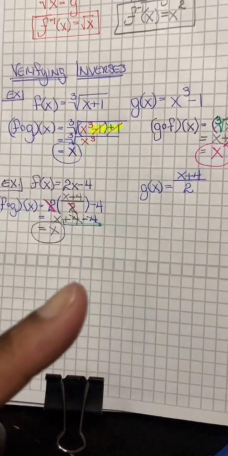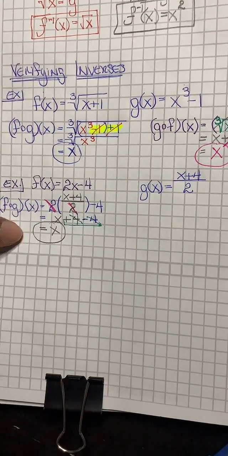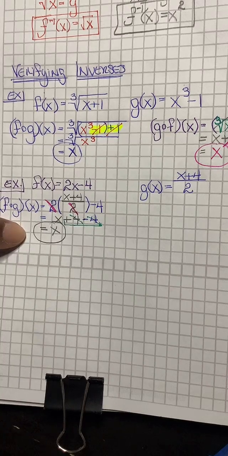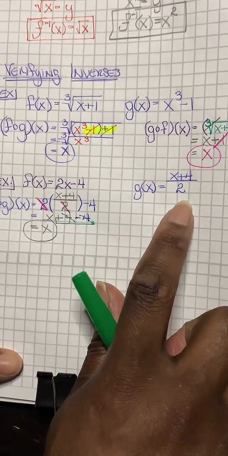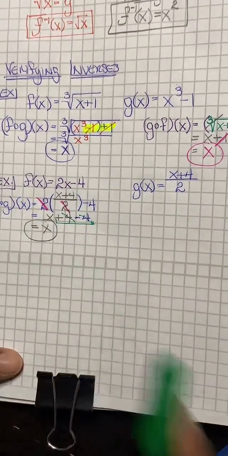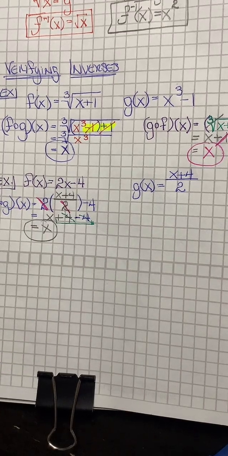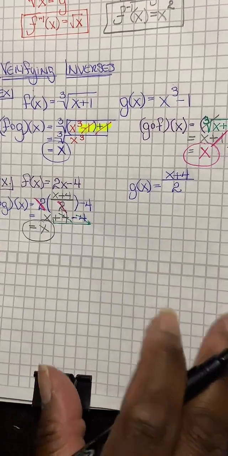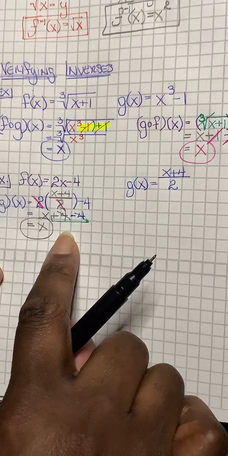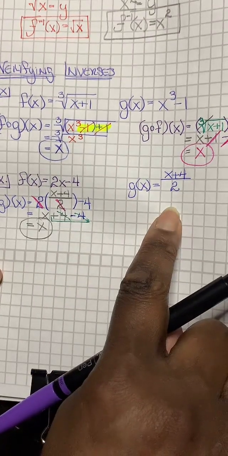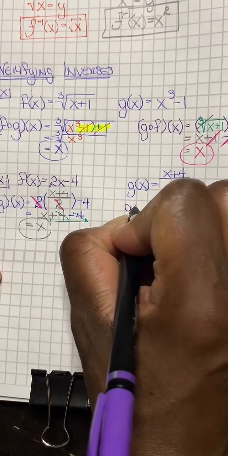Now, here's the thing. Ready? Just because it worked for the first doesn't necessarily mean it's automatically going to work for the second. You have to do it both times. I know you're like, it's too extra. But yes, you have to do both, because I have seen some where it works for one, but it doesn't necessarily work for the other. So now we're going to go with g of f.